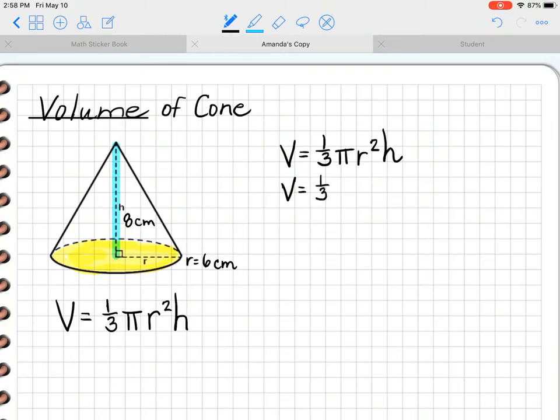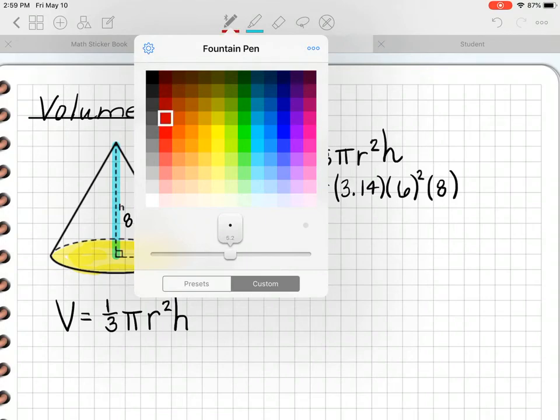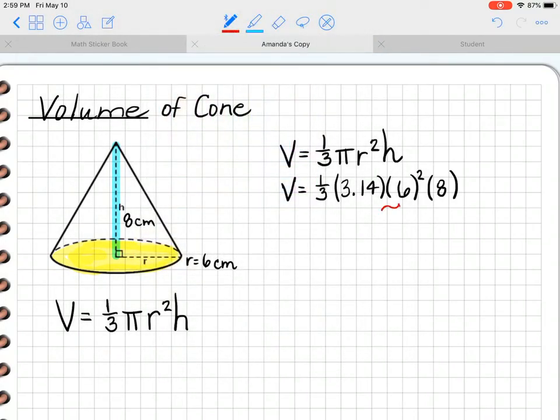The 1/3 is a number, so you don't put anything there. You know what pi is. You know what r is. Look at the graph or the picture. It's 6. And you know what height is. It's going to be 8. So the first step is to fill in all of your numbers. And then you want to deal with your exponent. Remember, that's 6 times 6, not 6 times 2.